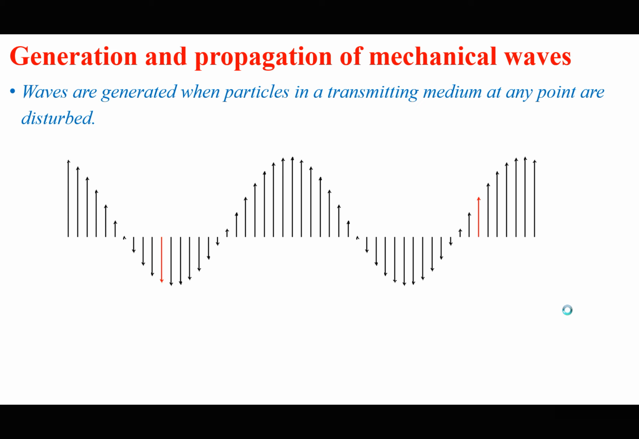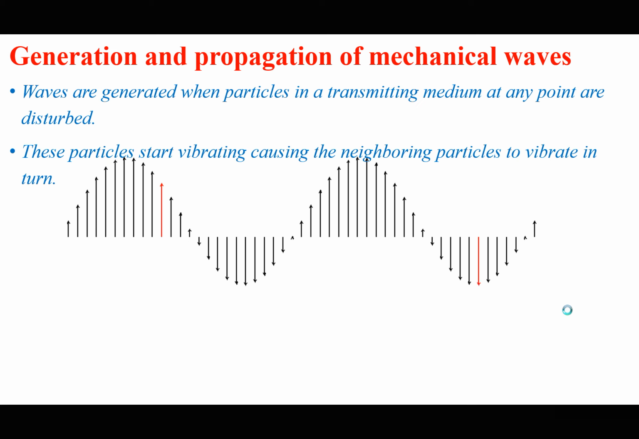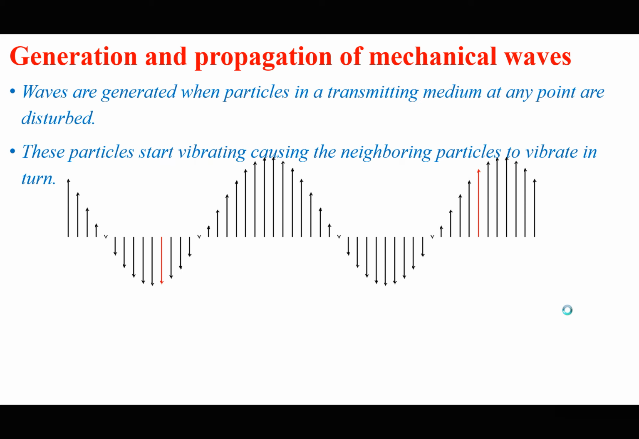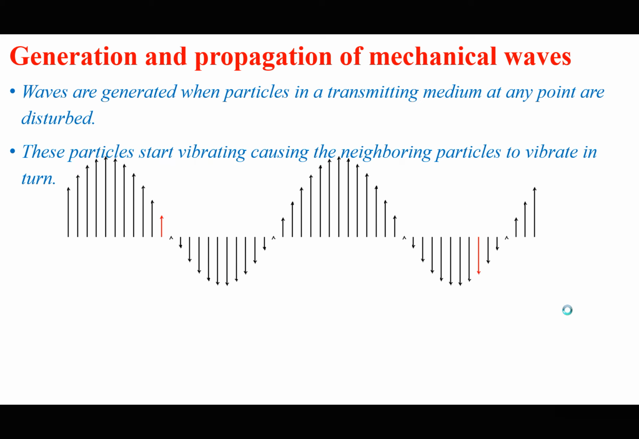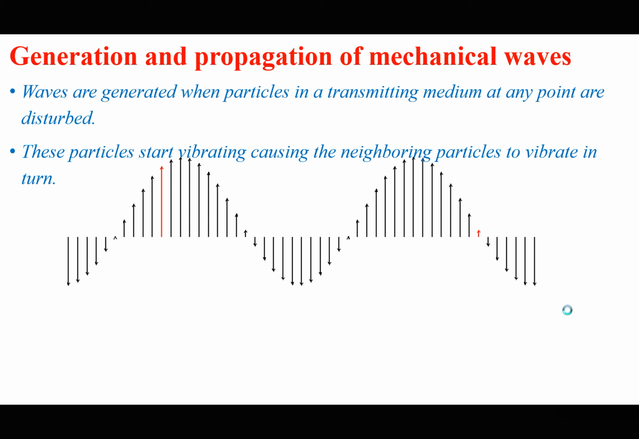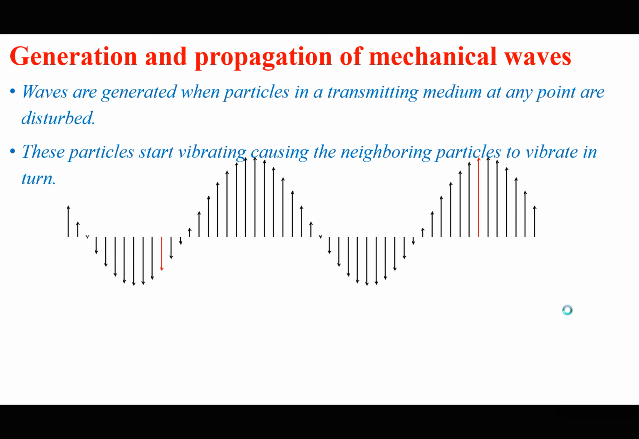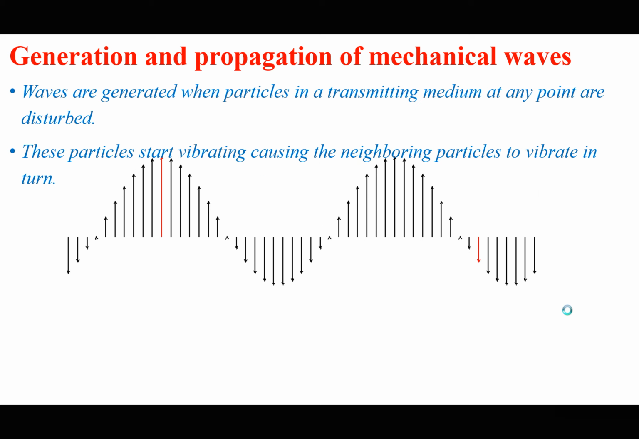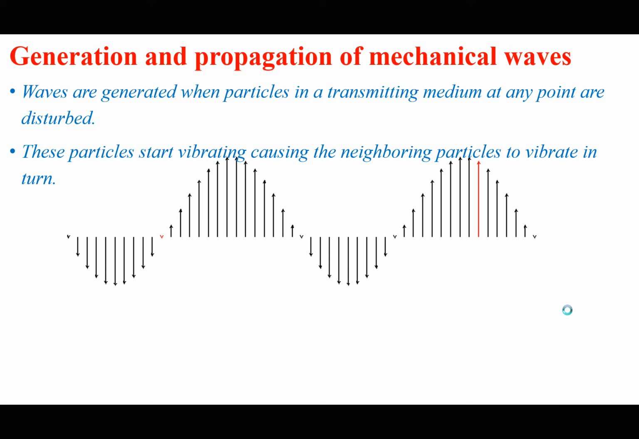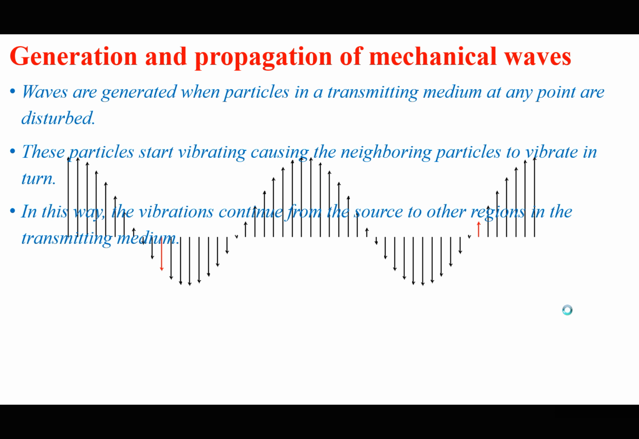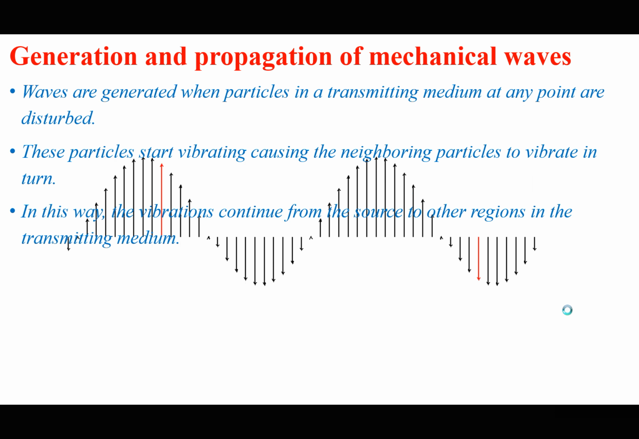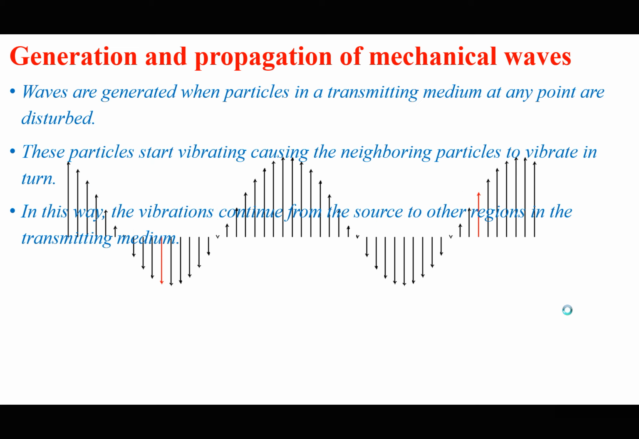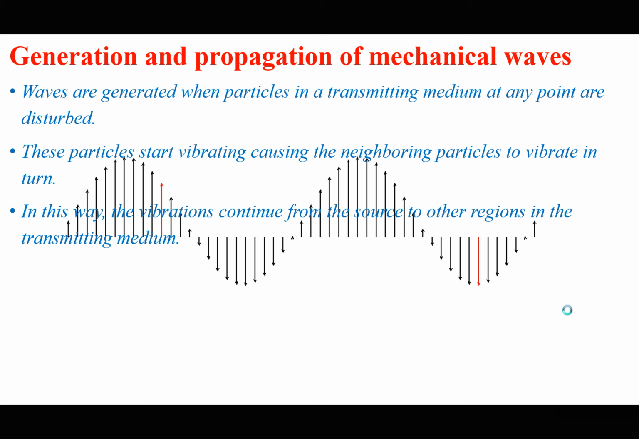And when there is a disturbance, then these particles start vibrating or oscillating, causing their adjacent neighbors to oscillate or to vibrate in return. So as the particles start vibrating, passing on their energy to the neighbors, causing them to also vibrate, then energy is going to be propagating from one point to another. So in this way, the vibrations continue from the source where the disturbance started to other regions in the transmitting medium. That is, if there is a medium.